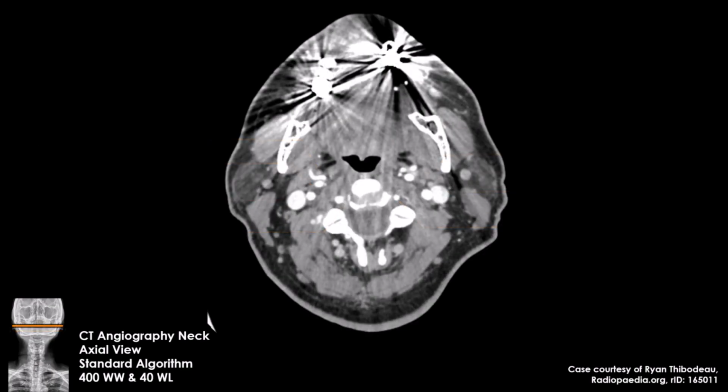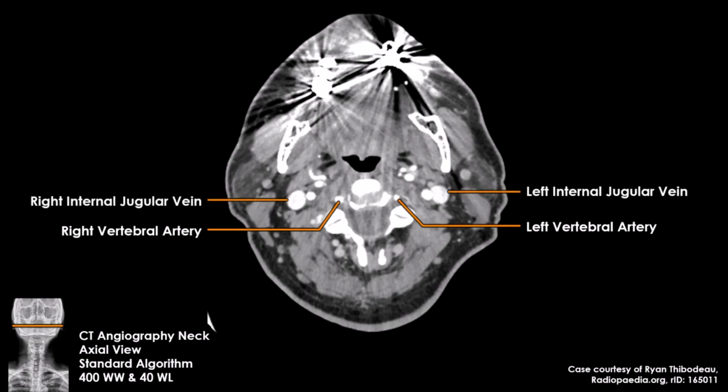Moving superiorly for one more axial view, everything is back to looking symmetrical. We can see the right and left vertebral arteries within the transverse foramina. We can see the right and left internal jugular veins, the largest vascular structure of the neck. They are even brighter at this level because we are getting still later into the scan.